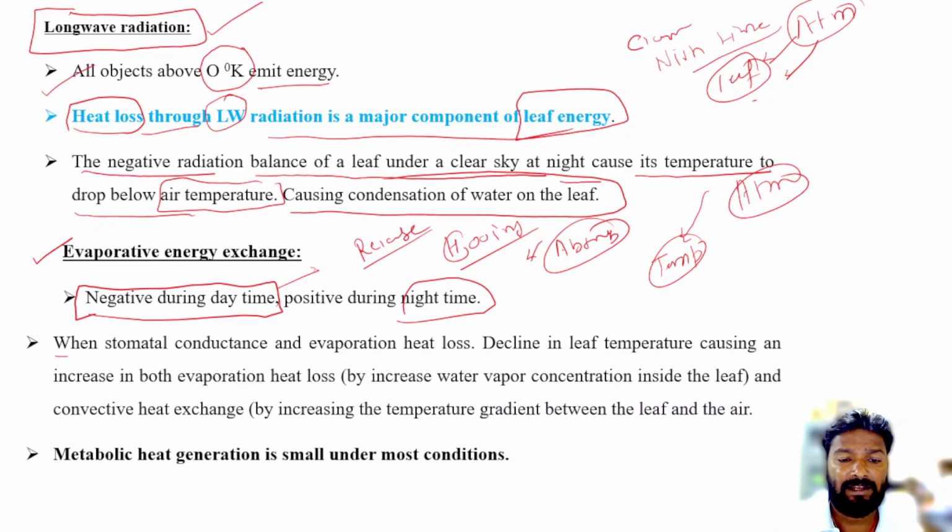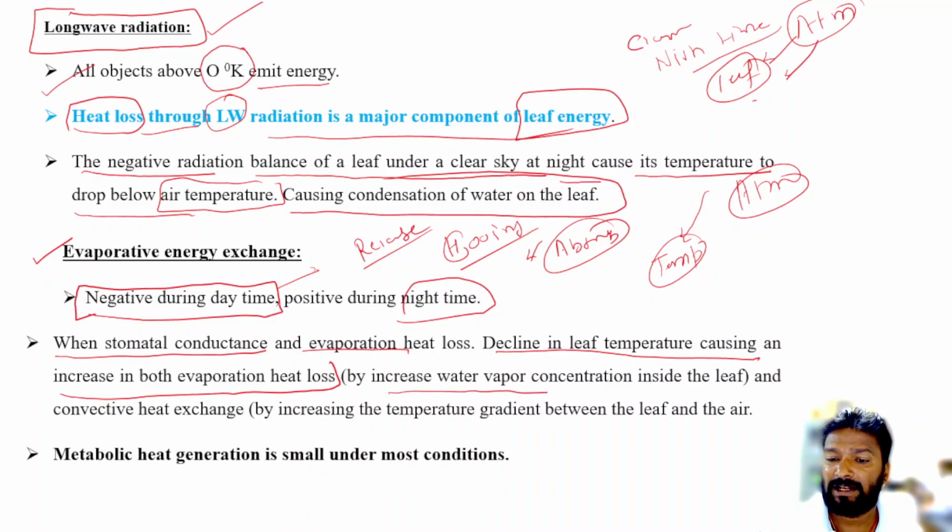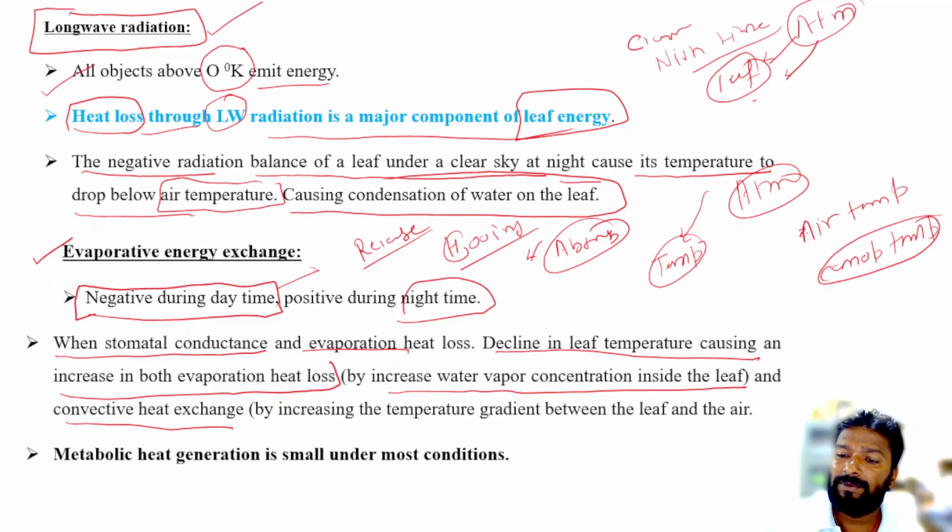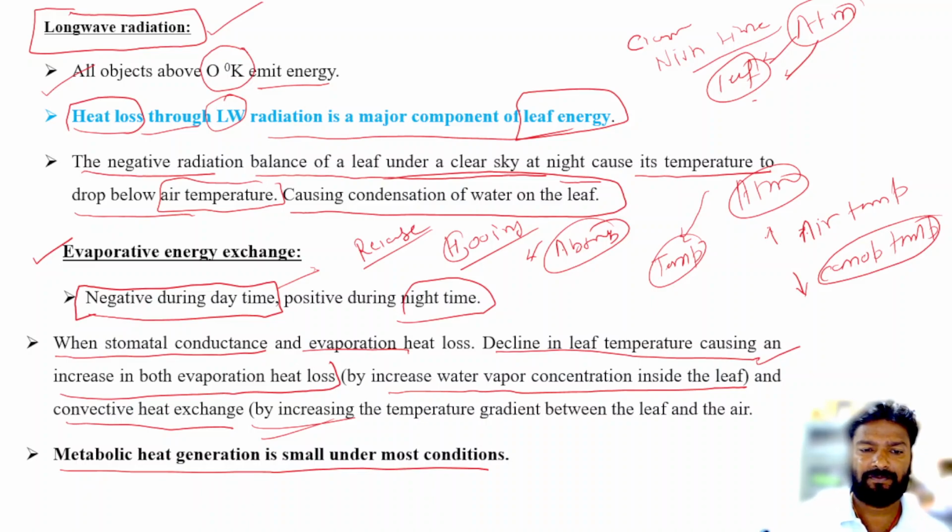Okay, when stomatal conductance and evaporation heat loss decline, the leaf temperature increases; both evaporation heat loss and water vapor concentration inside the leaf and convective heat exchange increase. So there is an air temperature and a canopy temperature. If there is a decrease in the canopy temperature relative to the air temperature, okay, this occurs during night time. And metabolic heat generation is small, already discussed.